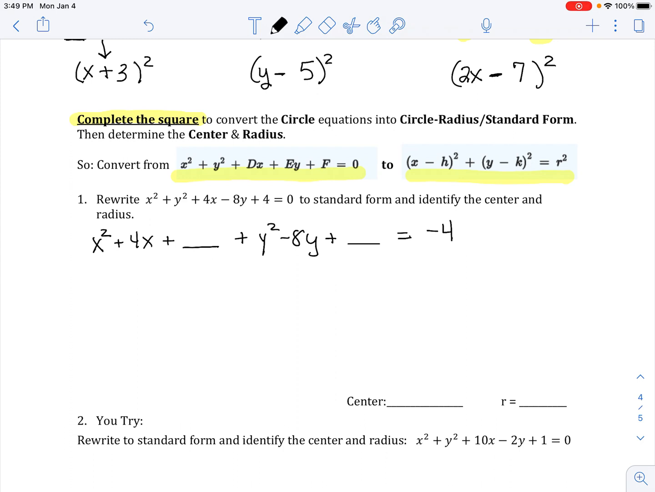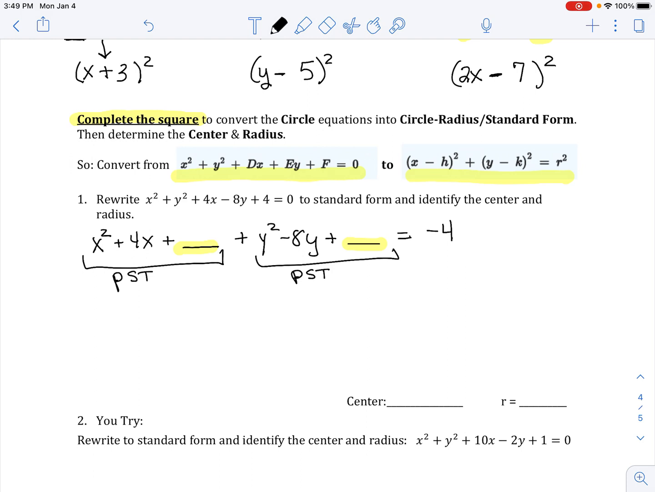Here comes the process called completing the square. The third term that is missing from the trinomial x squared plus 4x plus blank, y squared minus 8y plus blank, these are going to be perfect square trinomials.